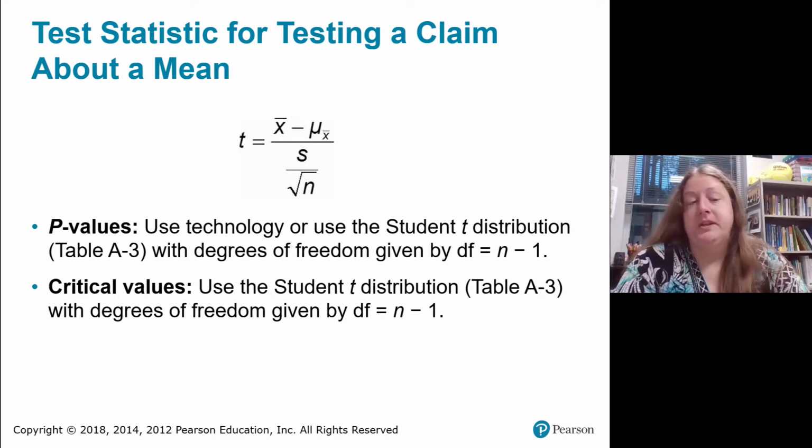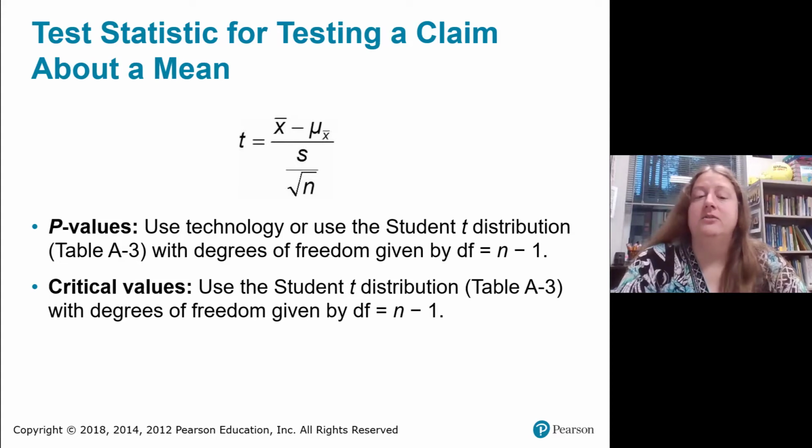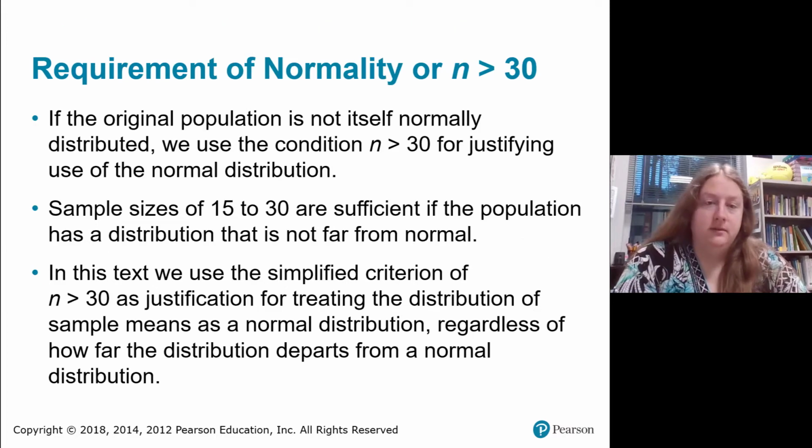Now, if we're using critical values, we're going to use the student t-distribution, Table A-3, and again, our degrees of freedom are 1 less than our sample size. Right, so again, we have this requirement of normality, or n is greater than 30. This is our central limit theorem type of stuff.